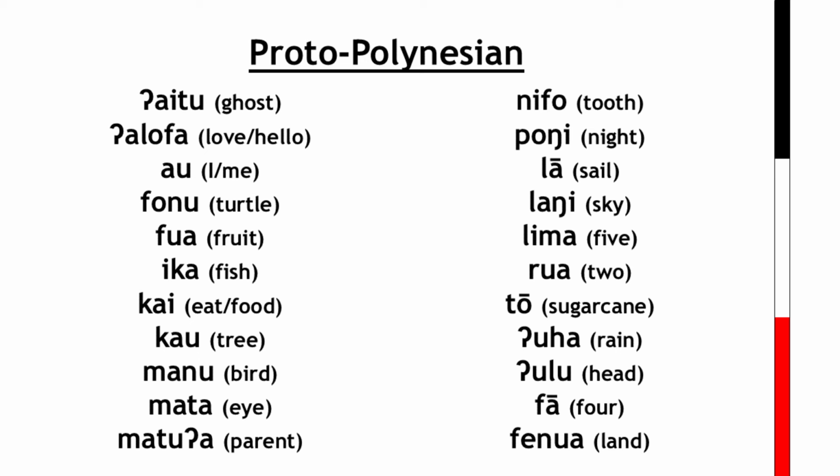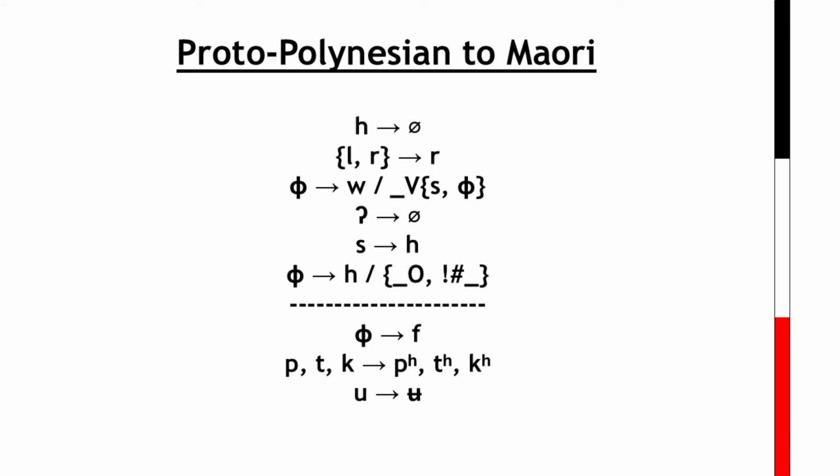fa, whenua. The final set of changes brings us to Maori. Here we see loss of even more consonants, bringing the total to just 10. Those lost completely are the glottal stop and fricative, and the lateral, which falls together with R. S also debuccalizes to H, and the bilabial fricative splits, depending on whether it's close to fricatives, round vowels, or a word boundary.